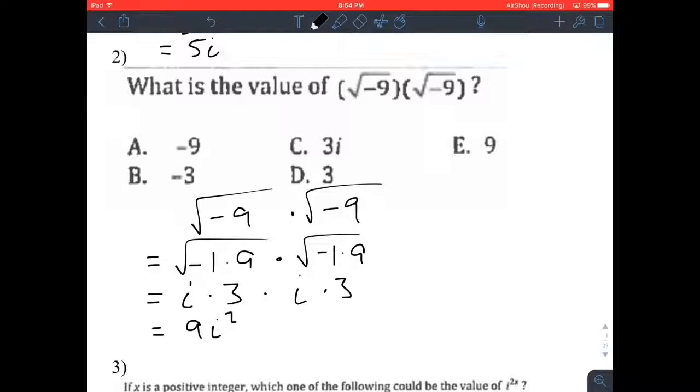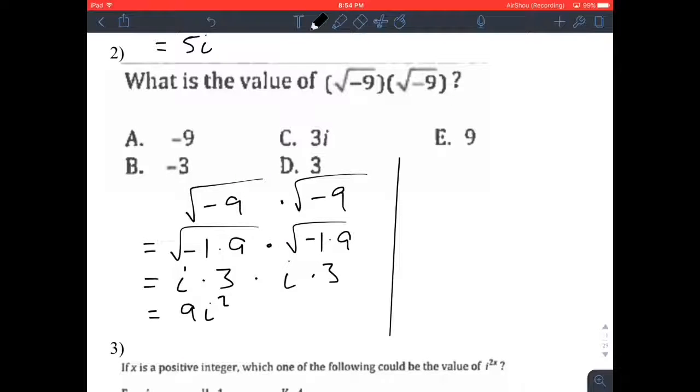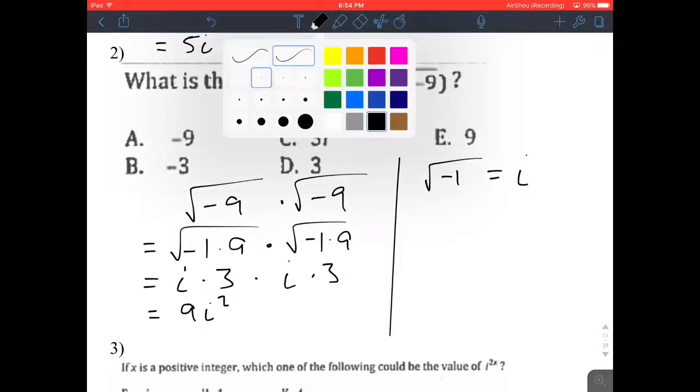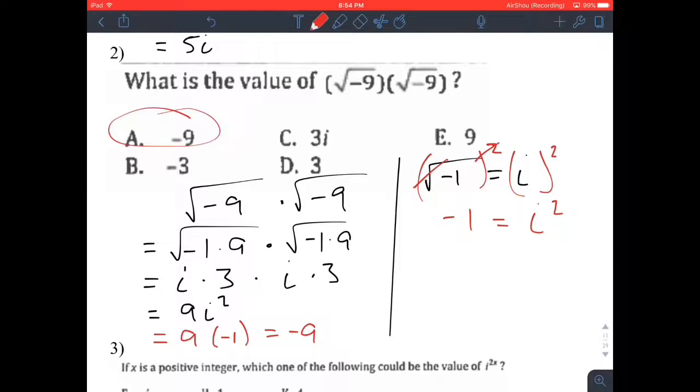Now what is i squared? You don't necessarily have to memorize it. You have to memorize the fact that the square root of -1 is i. So I'm going to use that fact to tell you what i squared is. If I take this equation and I square both sides, on the right I get i squared. On the left, if you square a square root, they cancel and you're left with -1. Therefore this is 9 times -1, which is -9. So the answer to this is A, -9.